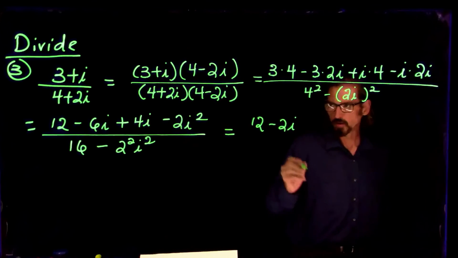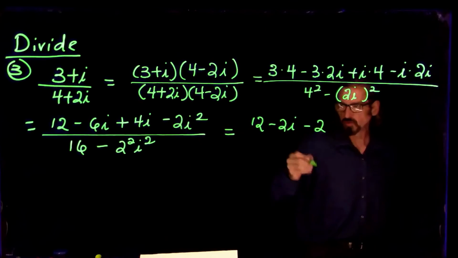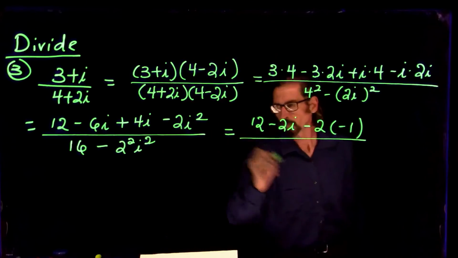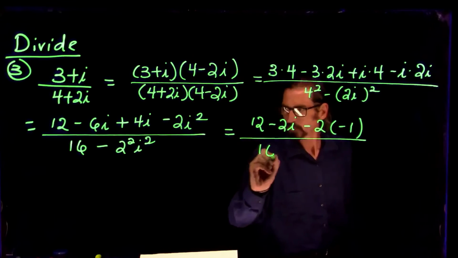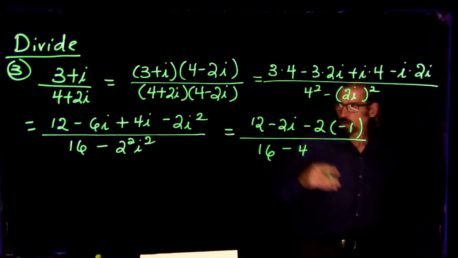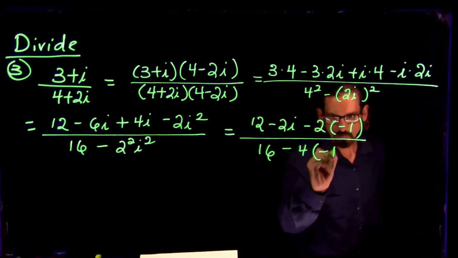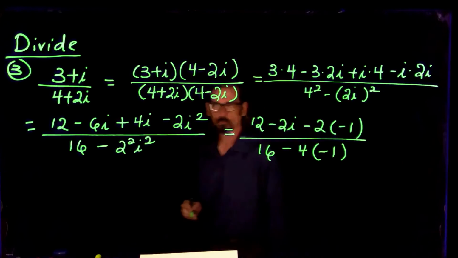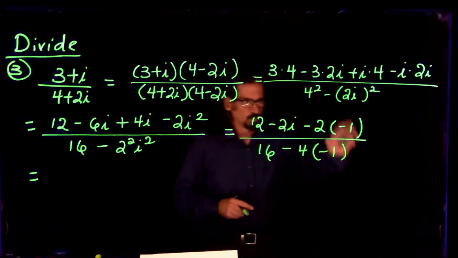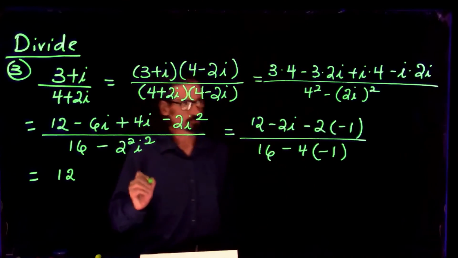Replace the i squared here with what's being multiplied. Replace that with multiplying by -1. In the denominator, the square of 2, and i squared, we multiply to that. Replace that with multiplying by -1. Doing the multiplication by -1 in both the numerator and denominator.